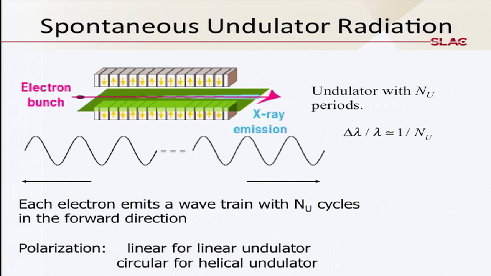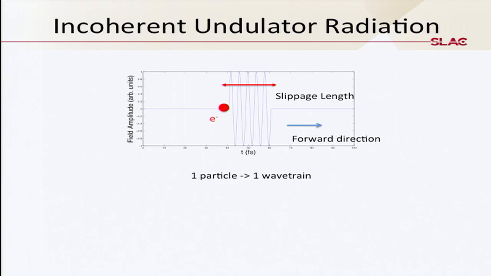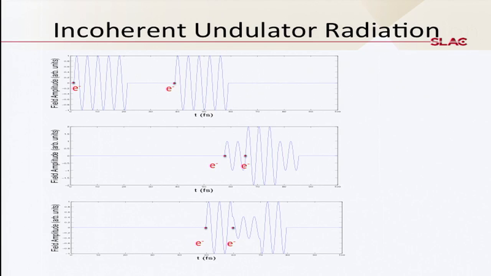Now, this is a visualization of what one electron does. And what one electron does is pretty boring. Like I said, it just emits one wave train. It's more interesting to see what happens when you have many electrons. So now we work our way up, going to two electrons. If you have two electrons that are separated by more than a slippage length, then these two electrons don't talk to each other. Each electron is going to emit its own wave train, and they're just not aware of each other.